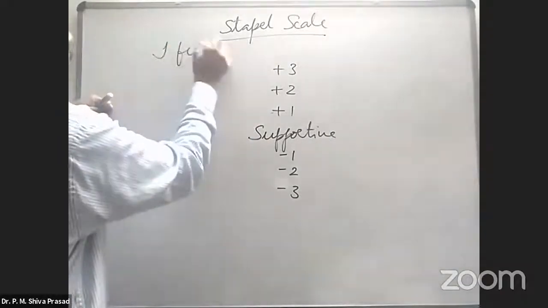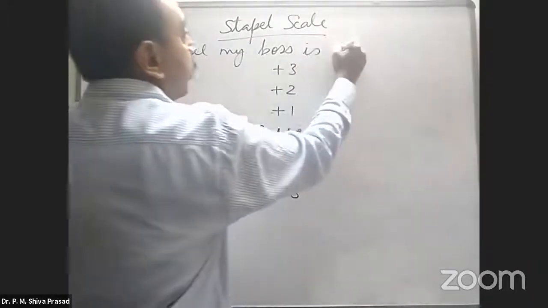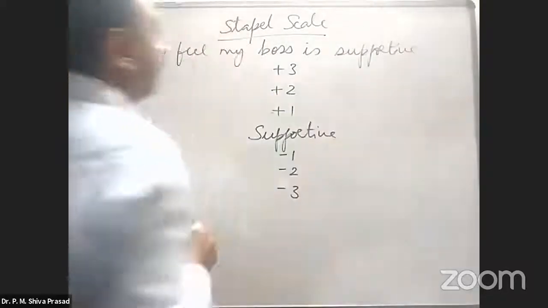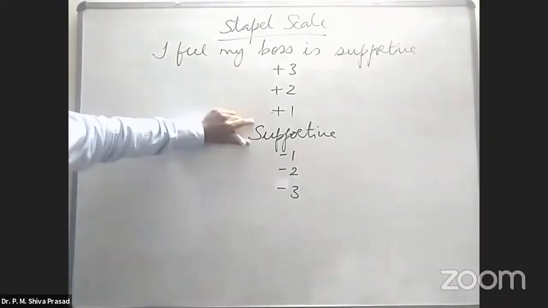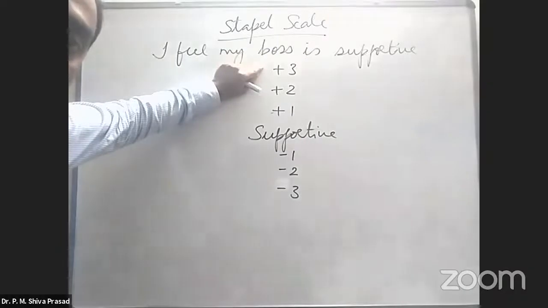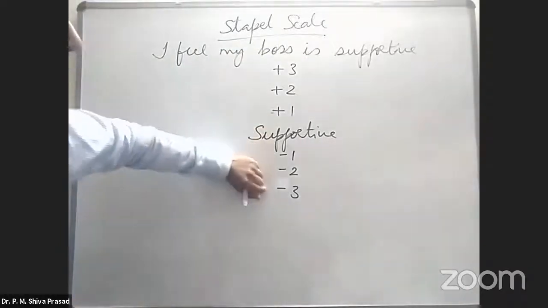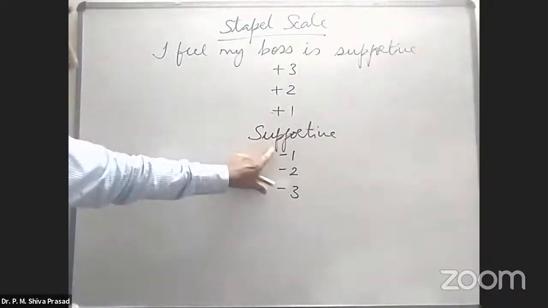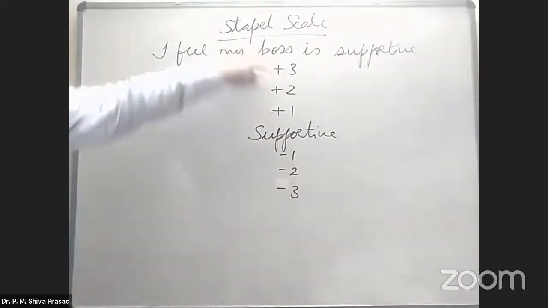I feel my boss is supportive. This is a scale. In this case, +1, +2, +3 indicates the positive response towards the statement. Similarly, -1, -2, -3 indicates the negative response. That means the boss is not supportive in this case. Boss is supportive, 3 is highly supportive.